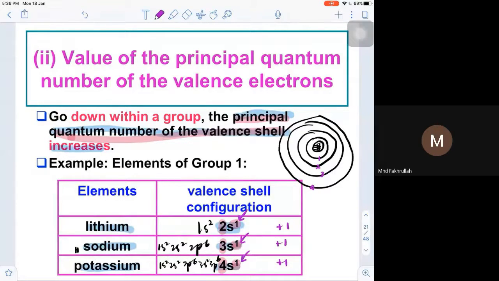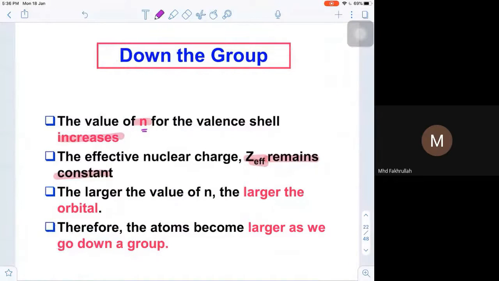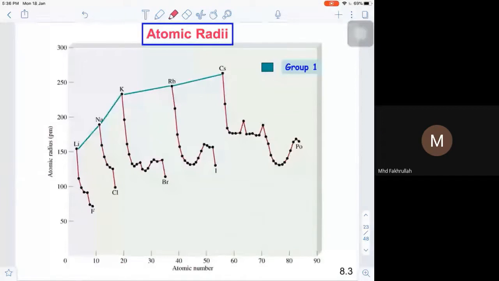So what is the factor that makes their size different? It is actually because of the n, the principal quantum number. So the larger the value of n, the larger the size of the orbital. Okay, that is why the atomic size increases going down a group. Look at this trend. Lithium, sodium, potassium, rubidium, cesium. This is going down group 1. See? From lithium to cesium going down a group, the size increases.